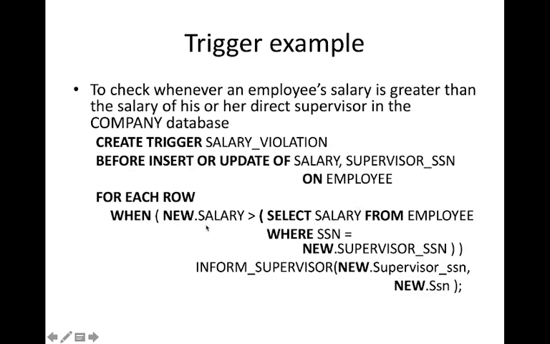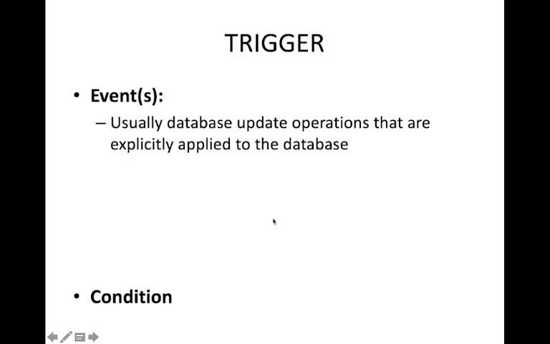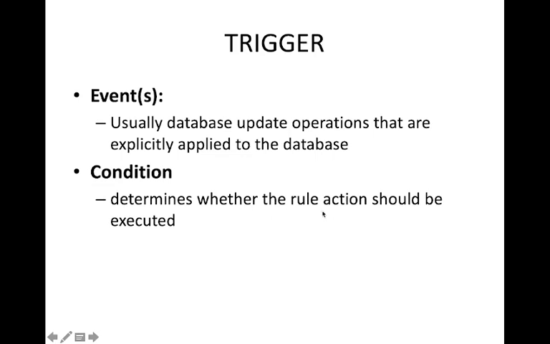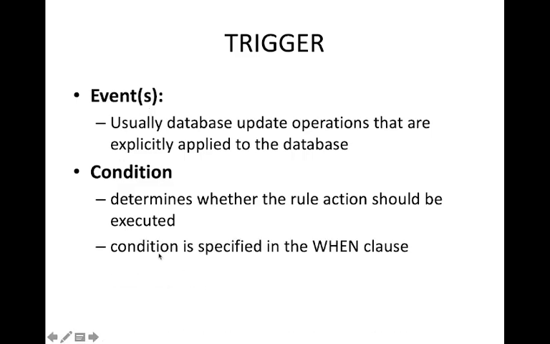New salary: whoever is introduced will have that new dot salary. It should not be greater than his supervisor's salary. This is the condition. This is an optional field, we need not specify the condition. That's why we have written here, it determines whether the rule action should be executed. If you are not specifying any condition, every time that event occurs, that action will be taken.